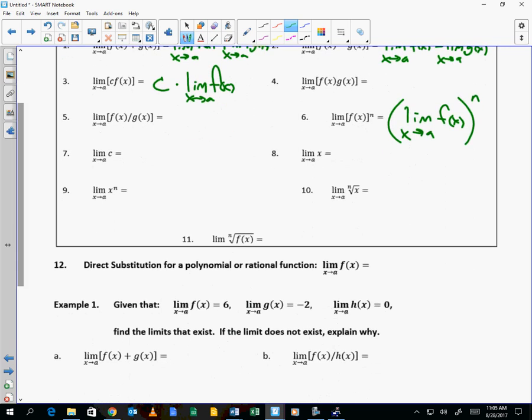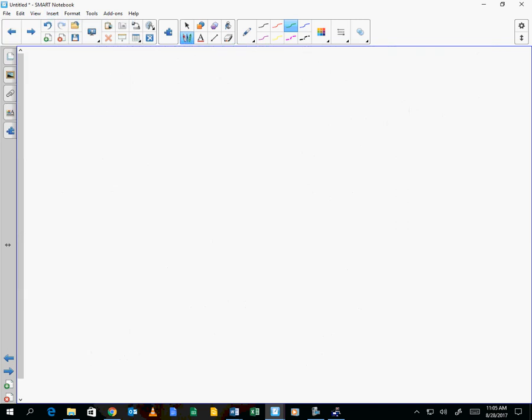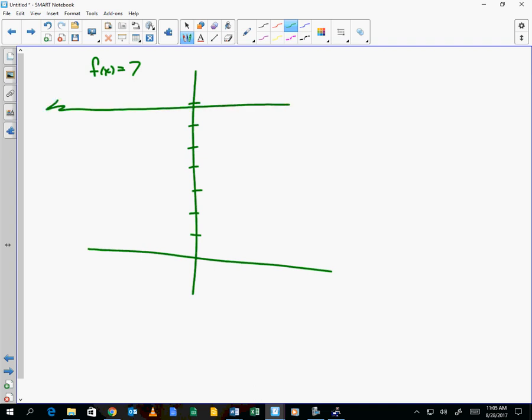The interesting part about a constant, though, if you look at number 7, the limit as x goes to a of c. So somebody give me a constant. Okay, so I have f of x is 7. What does that graph look like? Jake said we're going to do 7. What does that graph look like? Horizontal line through 7, okay?